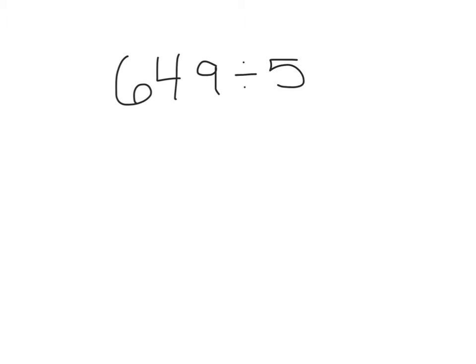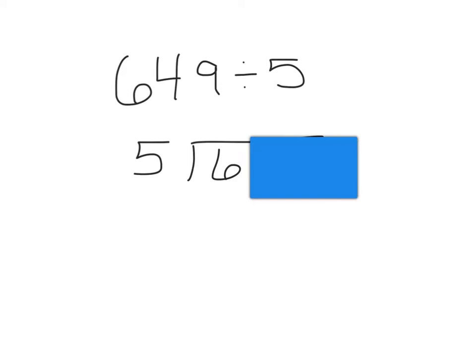Okay, let's start out with a 3-digit number divided by a 1-digit divisor. So the first thing we have to remember is that the first number will go inside. When we set up long division, we have to remember that dividing is putting things into groups. So we are trying to see how many groups of 5 we can make out of 649. And like I talked about in the original video, long division is actually breaking it down and looking at smaller pieces in each place value.